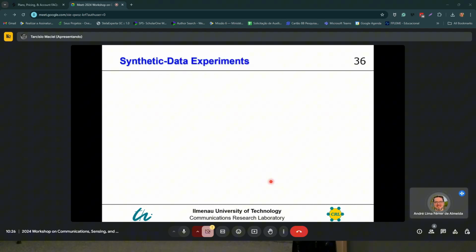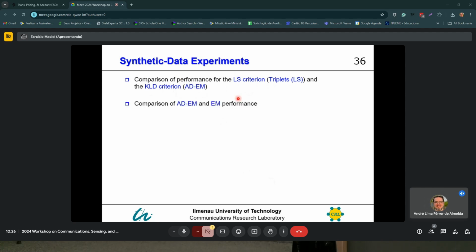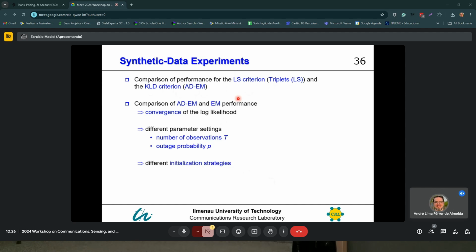So let's look at some synthetic data experiments and compare the performance of the least squares criterion based on triplets and the KLD criterion based on ADEM. And we also compare, of course, the ADEM performance and the EM performance alone in terms of the convergence of the log likelihood. For different parameter settings, the number of observations, capital T, is varied. The outage probability, small p, is varied. And we look at different initialization strategies.